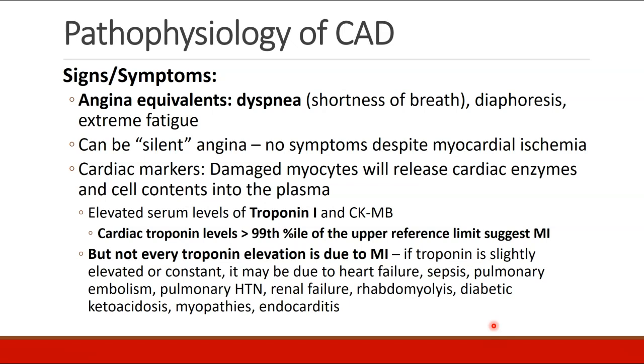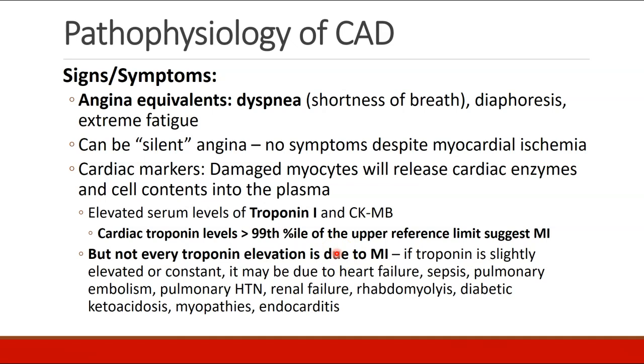Sometimes we can detect ischemia by looking at cardiac markers. Damaged myocytes will release cardiac enzymes and their cell contents into the plasma. So we may draw serum levels of troponin or cardiac myoglobin. In general, cardiac troponin levels greater than the 99th percentile of the upper reference limit suggest a myocardial infarction.